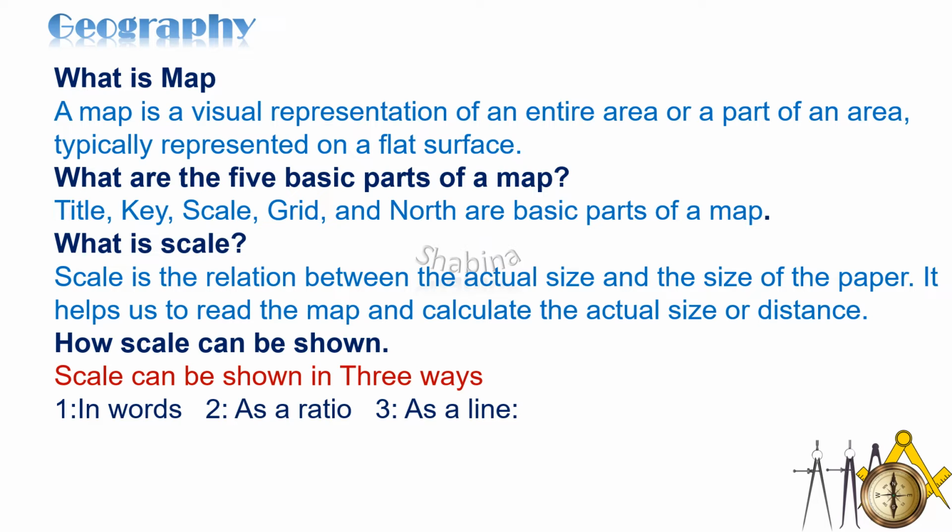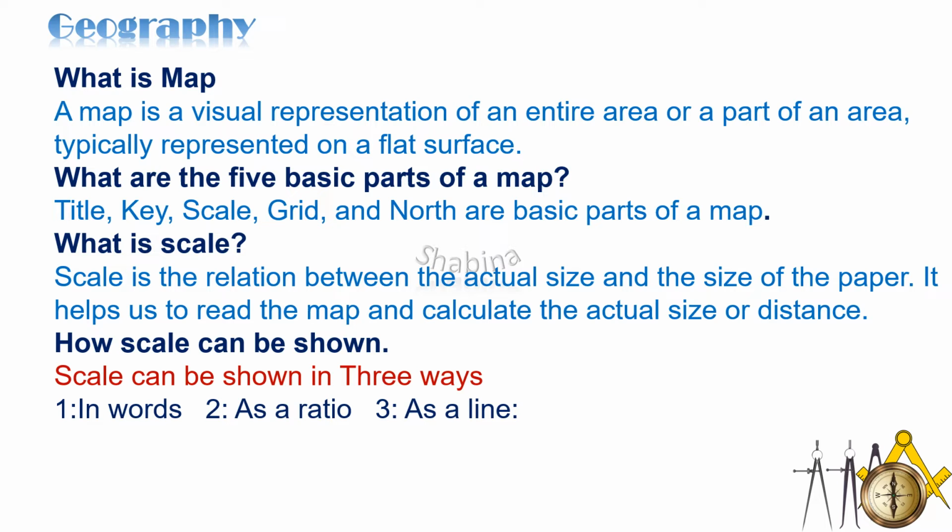First of all, what is a map? A map is a visual representation of an entire area or a part of an area, typically represented on a flat surface. Then what are the 5 basic parts of the map? The 5 basic parts of the map are title, key, scale, grid and north.